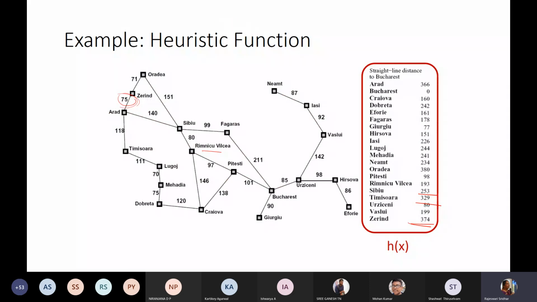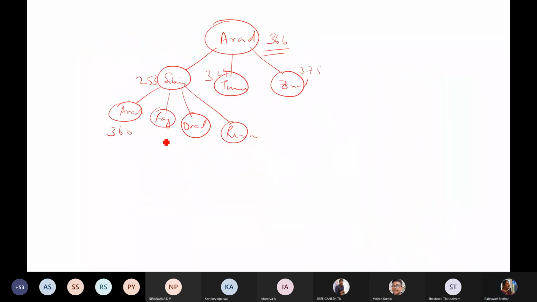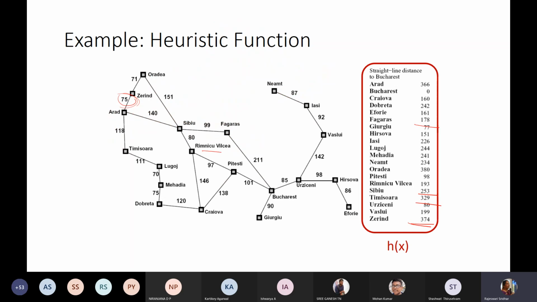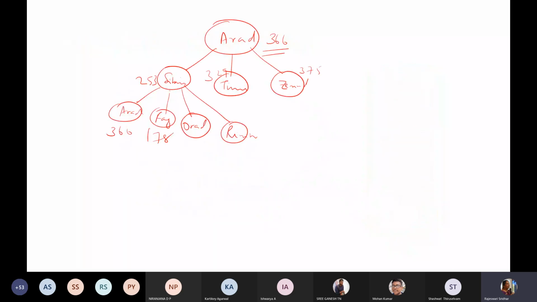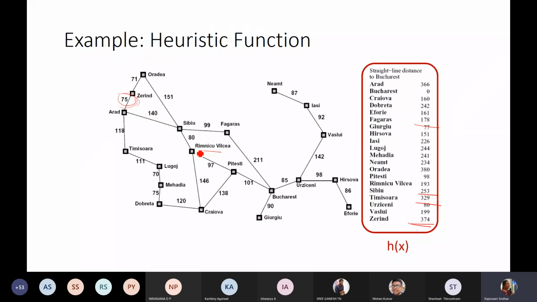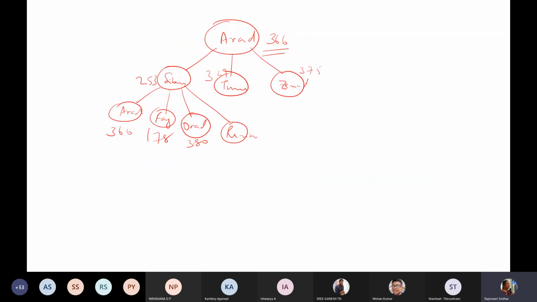Fagaras has a straight line distance of 178. Oradea has a straight line distance of 380. And the last one has a straight line distance of 193. So again, you will not look at all those. You will try to expand the one which has got the lowest straight line distance.